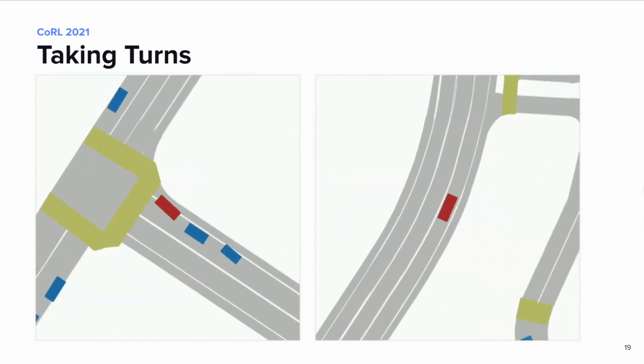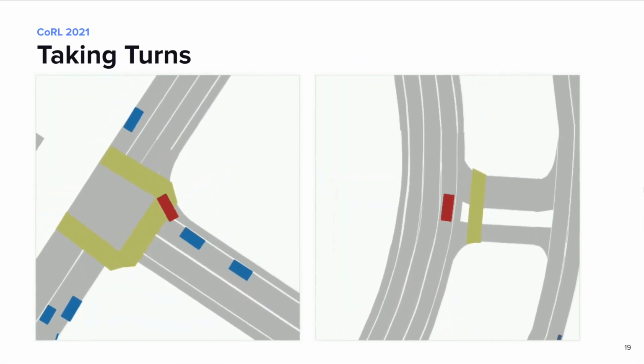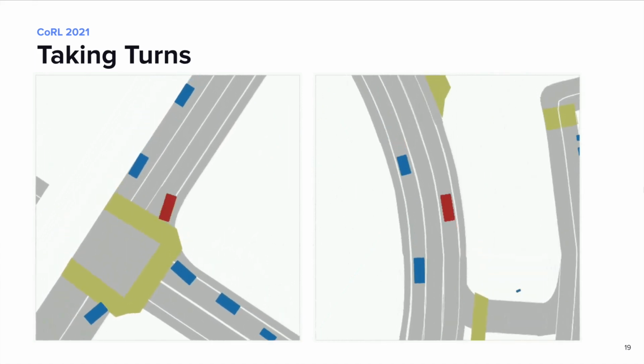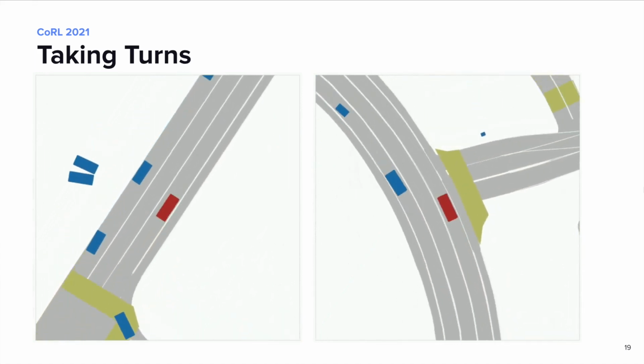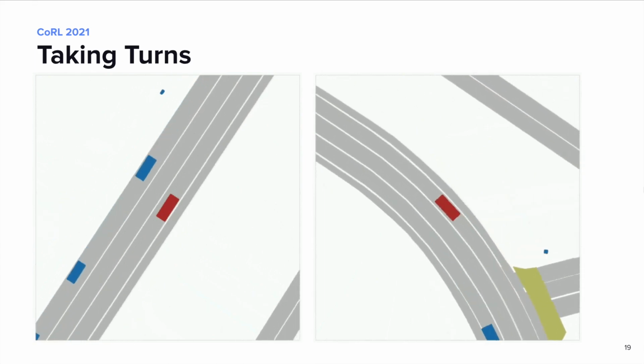Taking turns also is a common scenario in urban driving. Here we see how we handle two different types of turns. On the left, we see turning right on an unsignaled intersection. On the right, we follow a long left curve.